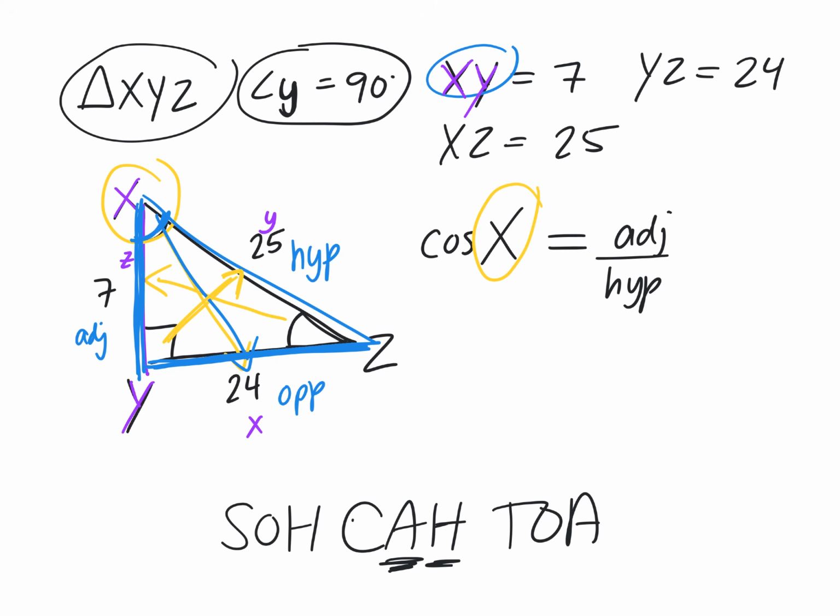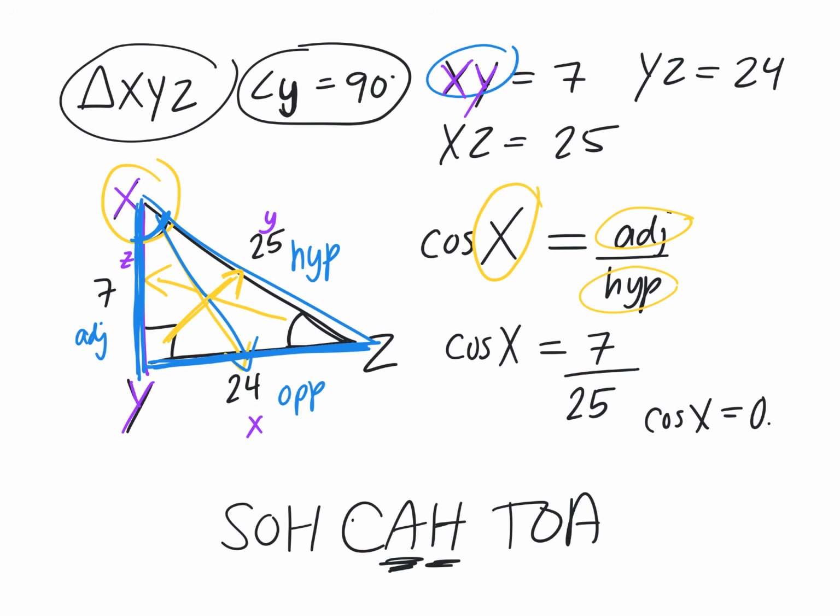So we know that the cosine ratio is adjacent over hypotenuse. So just fill it in. What's the value for the adjacent side? 7. What's the hypotenuse? 25. That's it. What's the ratio? What's 7 divided by 25? 0.28.